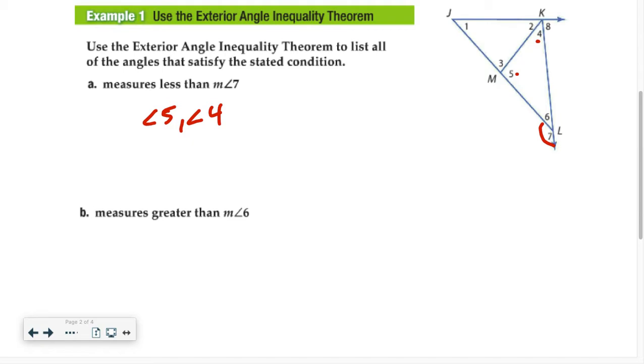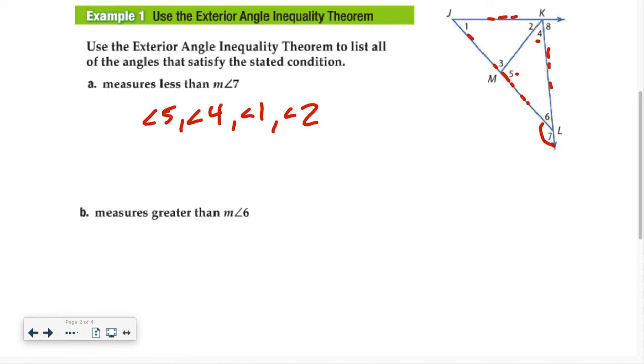Now if we looked at the bigger triangle here, the largest triangle that goes here, well then 1 is a remote interior. Okay, well 2 and 4 would combine to make a remote interior. Of course 4 is less than it, so 2 can also be added to that list. It's a really sloppy 2 there. And, well, that's going to be it. 5, 4, 1, and 2. Those are my remote interior angles.